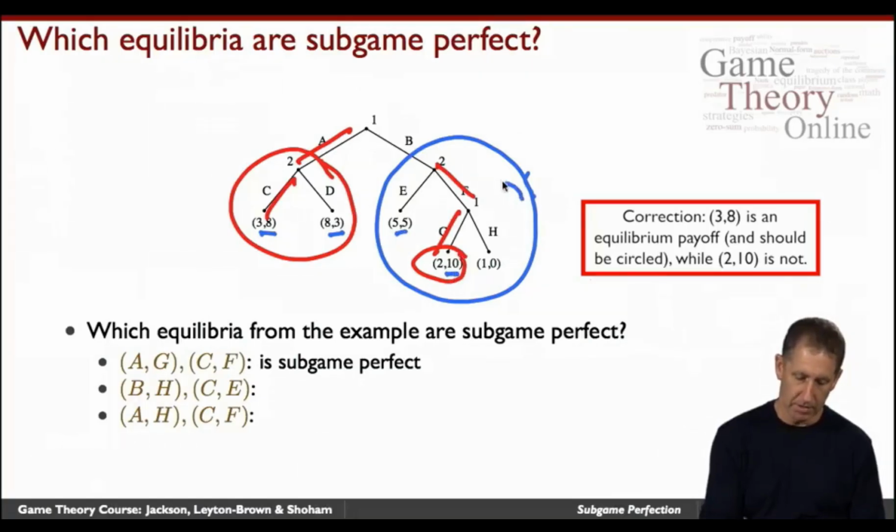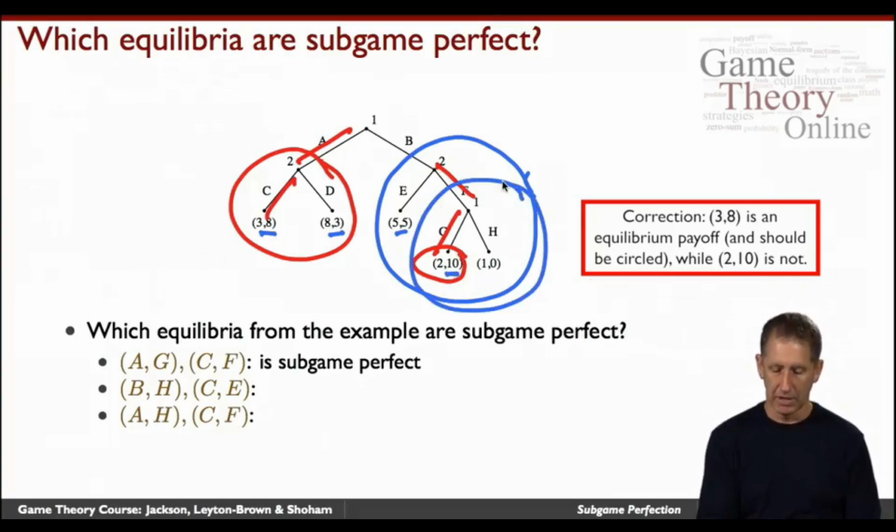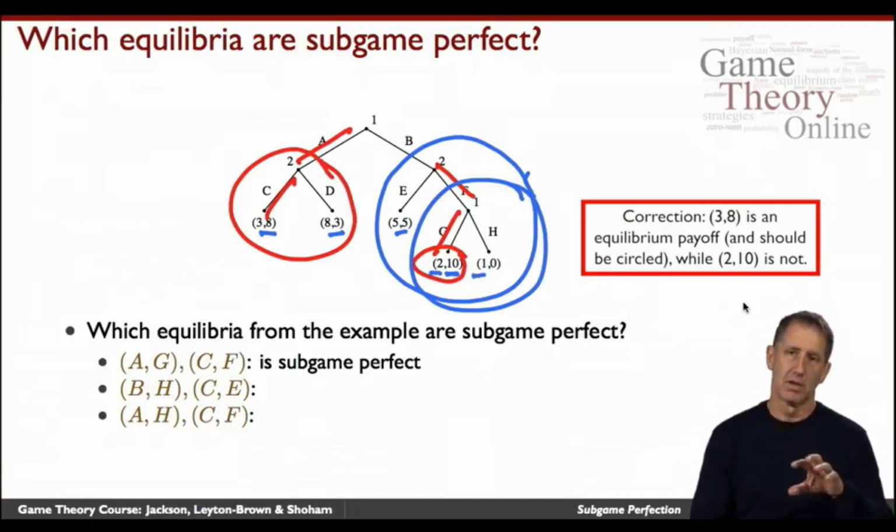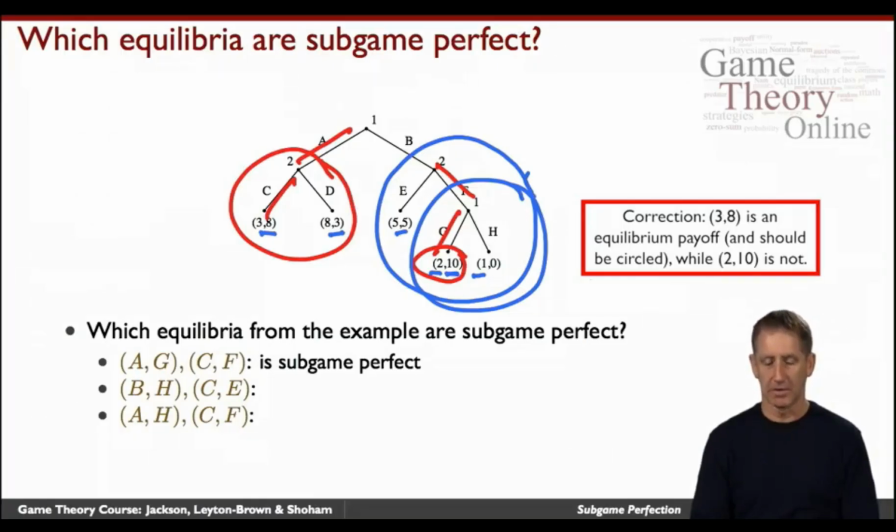How about over here? Is there profitable deviation at this node to the agent 1? Well, no, because if they deviate, they would get 1 rather than 2. So in all subgames, the restriction of the strategy profile to that subgame is still a Nash equilibrium, and AGCF is in fact a subgame perfect Nash equilibrium.